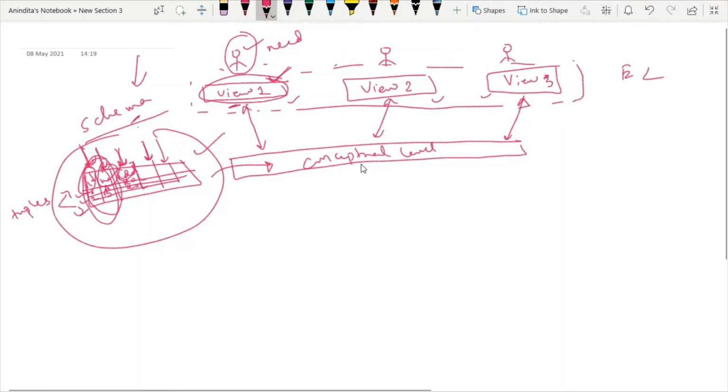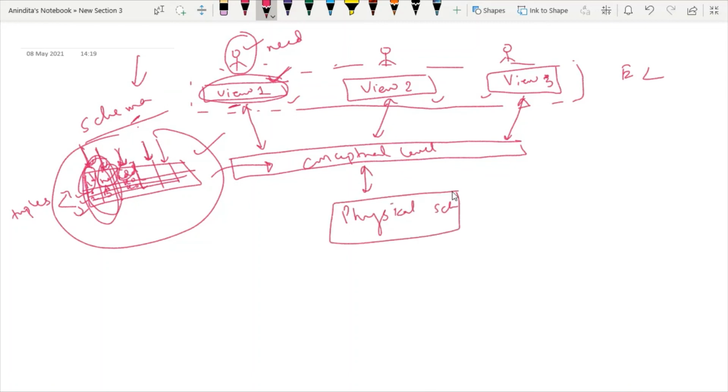And now finally we have, as discussed, the physical level, and this level will hold all the information regarding storage, and this is your database. So basically, these are the three layers that you have to use for accessing the database.